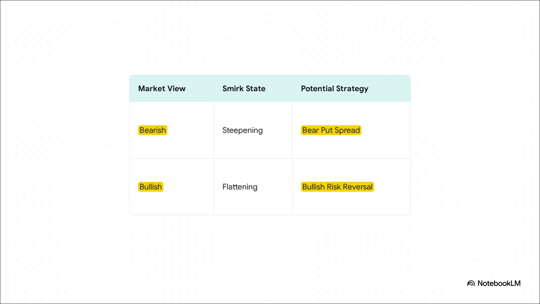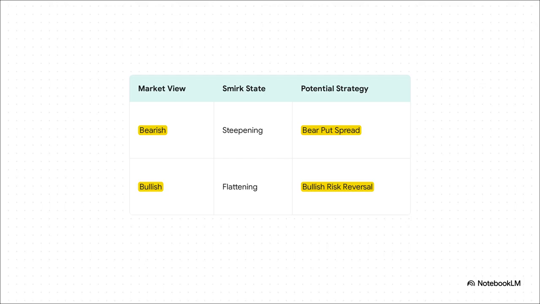If you're bearish and you see that Smirk getting steeper, you know puts are getting super expensive. So instead of just buying one, you can use a bear put spread. You buy the put you want, but you help pay for it by selling a cheaper put further out of the money. It's a way to get your bearish exposure without paying that insane fear premium.